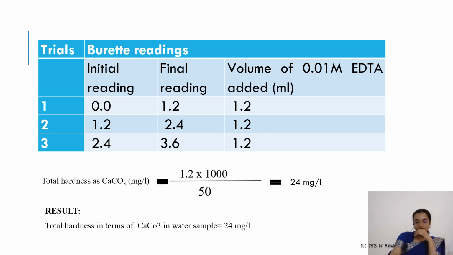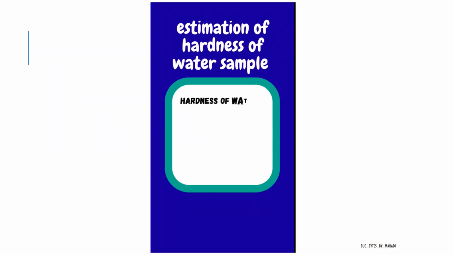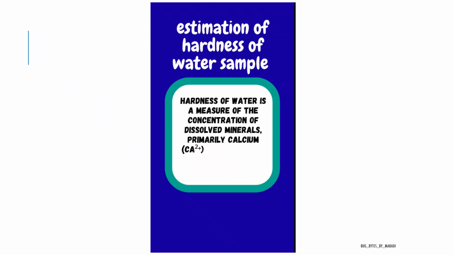Hello my dear little bugs, welcome back to my channel yet again. Today let us discuss estimation of hardness of a water sample. It is the measure of the concentration of dissolved minerals like calcium and magnesium present in the water. These minerals usually originate from the dissolution of limestone, chalk and other mineral deposits as the water passes through the soil as well as rock.